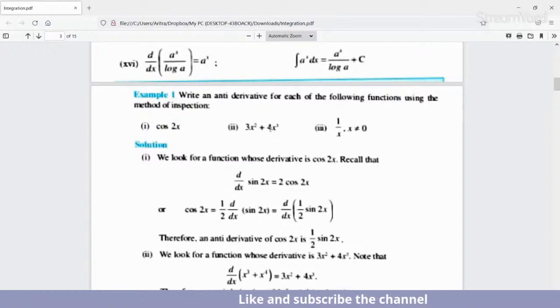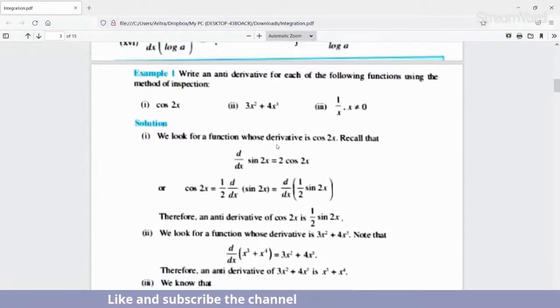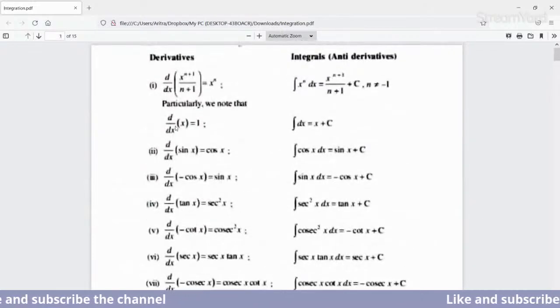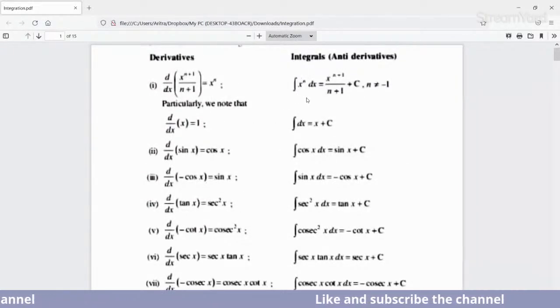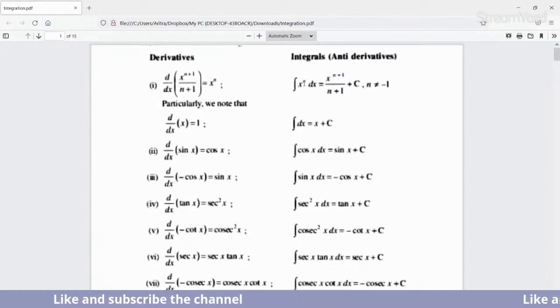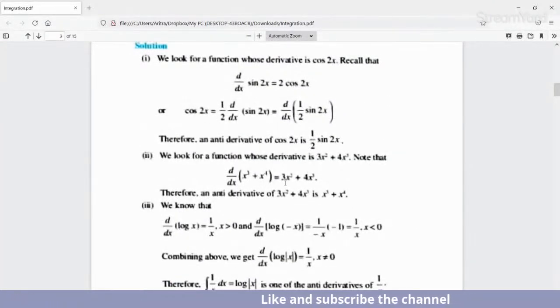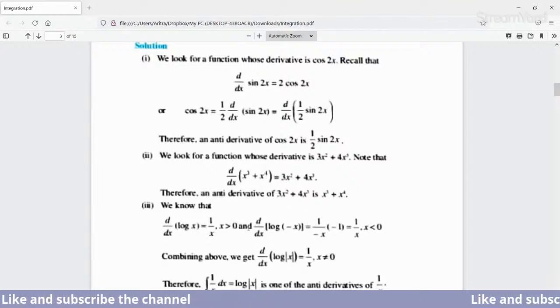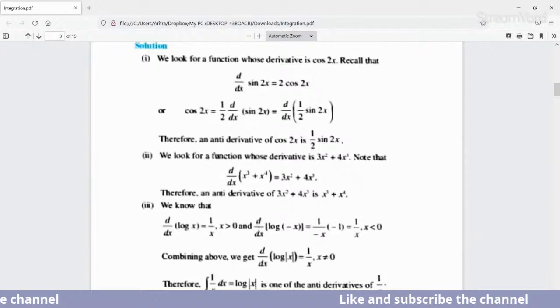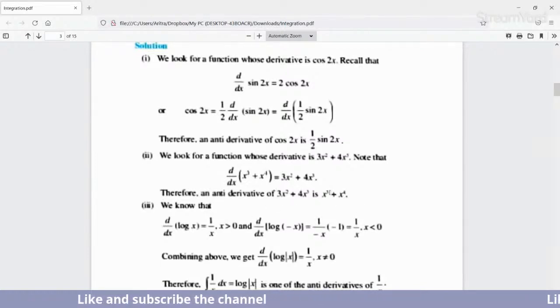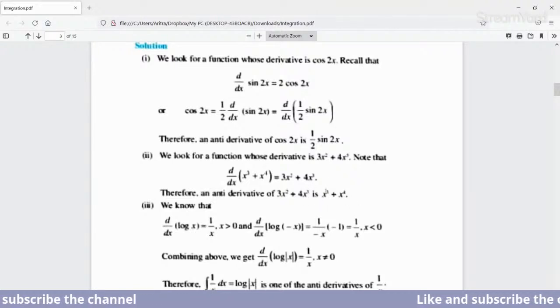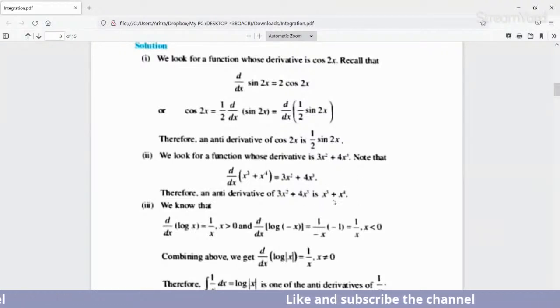3x square plus 4x cube. Let's see the formulas. Integration of x to the power n dx is equal to x to the power n plus 1 by n plus 1. The coefficients will be separated and written as they are, with no change. You have to integrate x cube plus x to the power 4, and what will it give? x to the power 4 by 4 and x to the power 3 by 3; the denominators and the numerators are the same, so they will be cancelled, and the answer will be x cube plus x to the power 4.